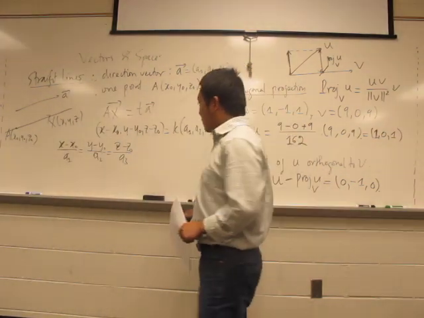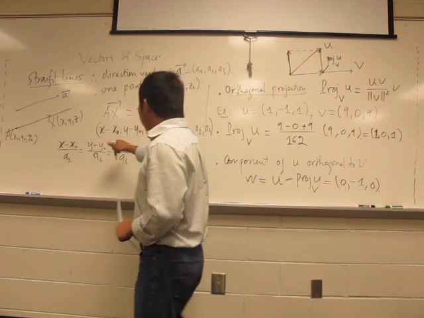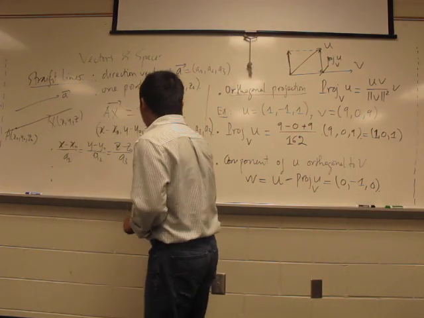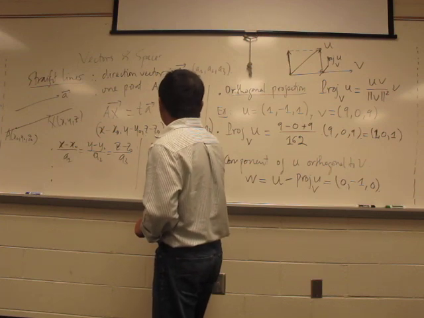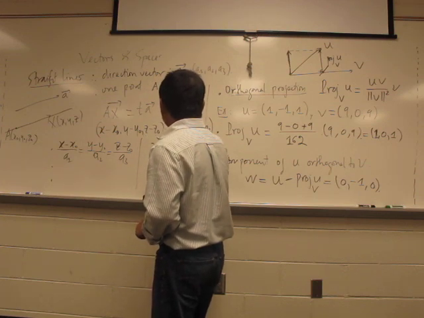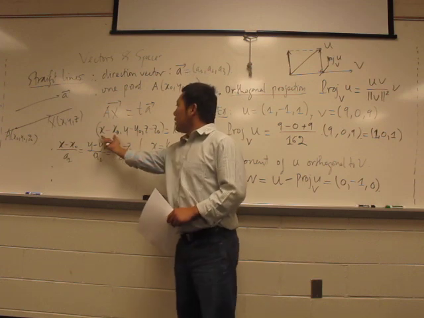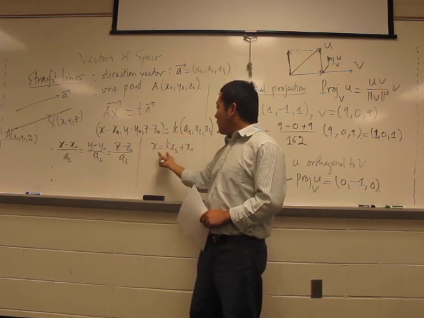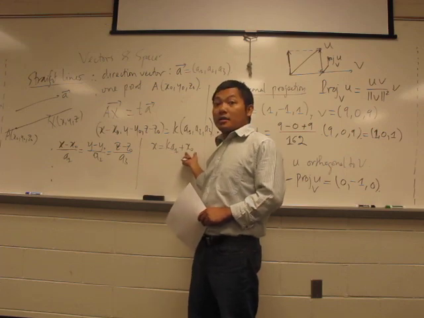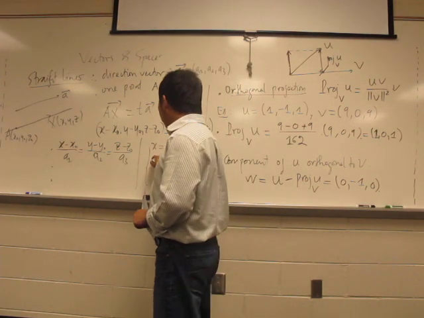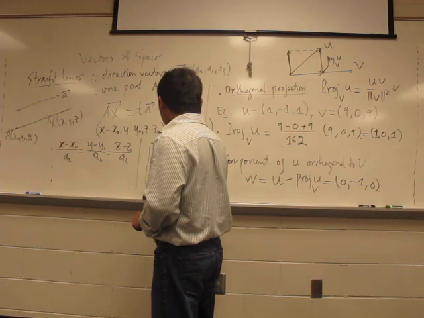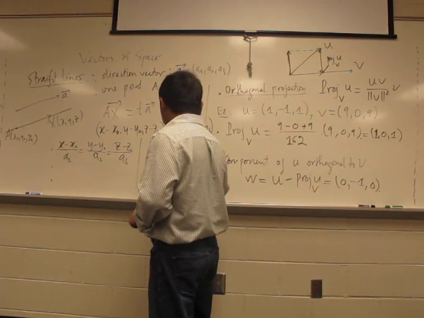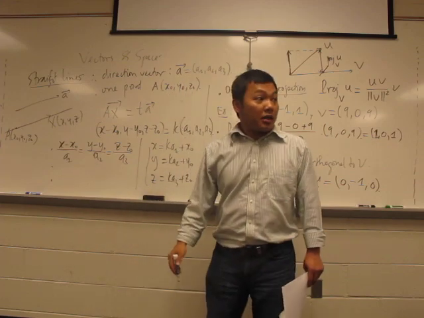Another form of a straight line is this. You put x minus x0 equal to ka1, so from that you get x equal to ka1 plus x0, and then y equal to ka2 plus y0, and then z equal to ka3 plus z0. That's the parametric form of a straight line.